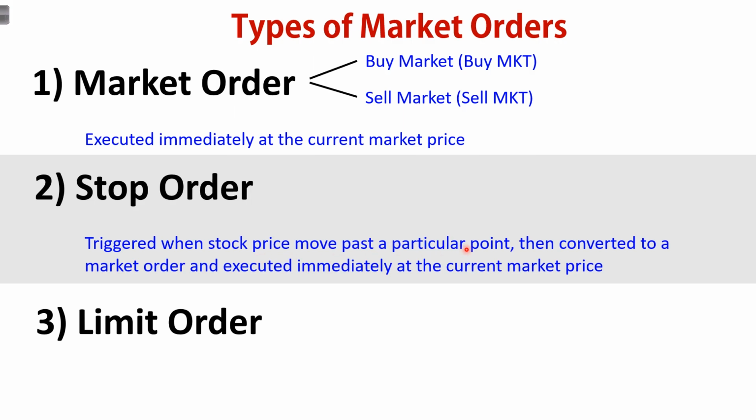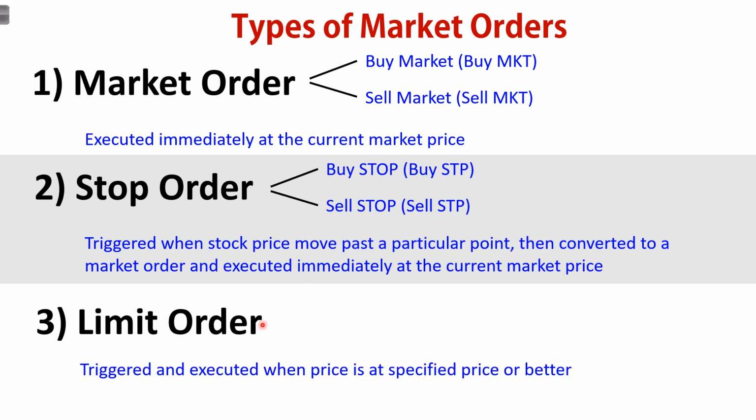When the stock price reaches this point, your stop order will be converted to a market order and then executed immediately at the market price. Once it reaches the particular price point, it will now behave like the market order that we have gone through previously. And likewise, stop order is split into the buy stop or the sell stop. So lastly, we have the limit order. The limit order is triggered and executed when the price is at the specified price or better. So likewise, we will have the buy limit and the sell limit order.